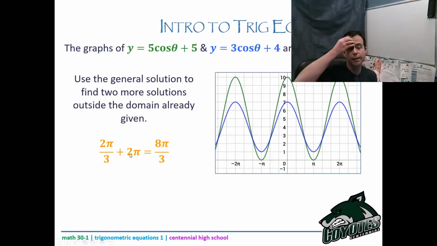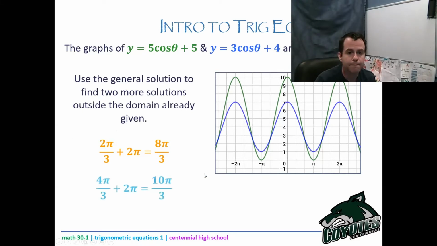2 pi as a fraction over 3 would be 6 pi over 3. 6 divided by 3 is 2. So it's just like saying, okay, 2 pi over 3 plus 6 pi over 3 is 8 pi over 3. Then likewise, 4 pi over 3 plus that 6 pi over 3, which is my 2 pi, would give me 10 pi over 3.